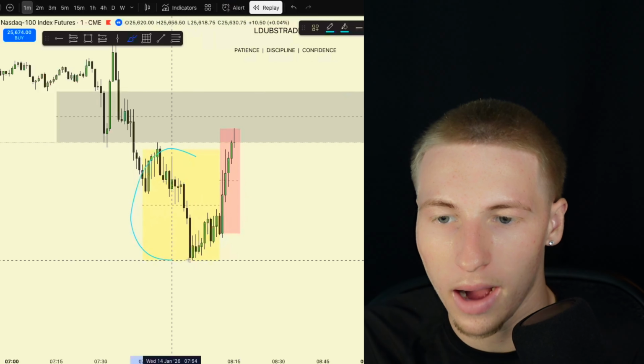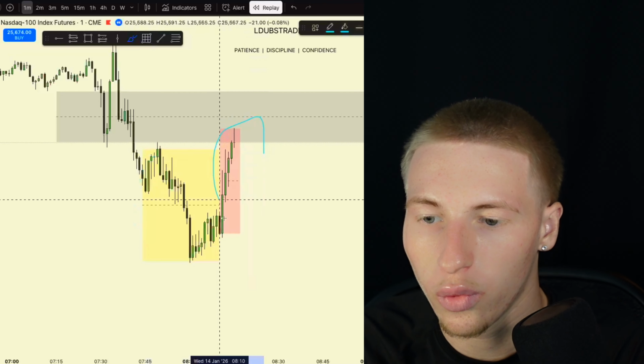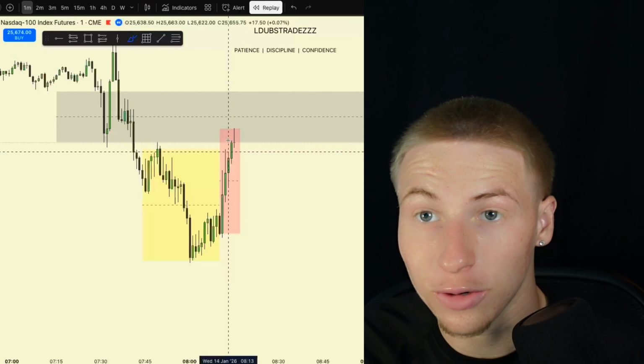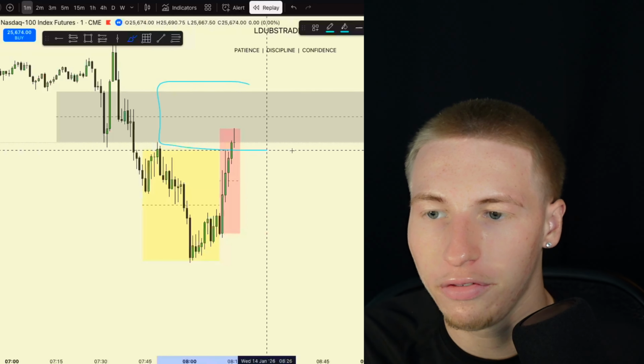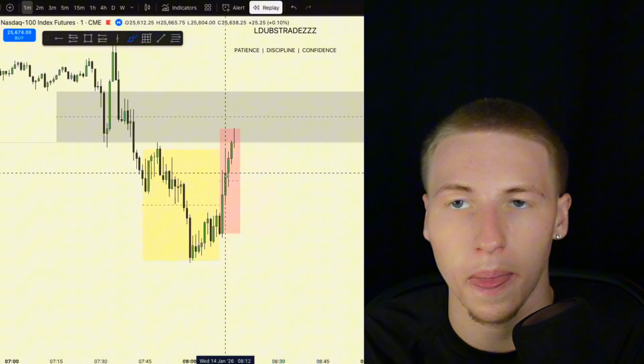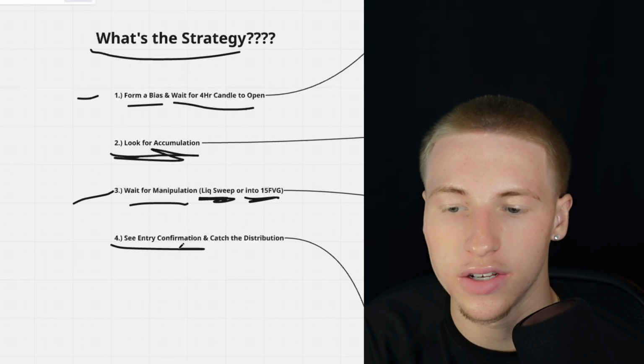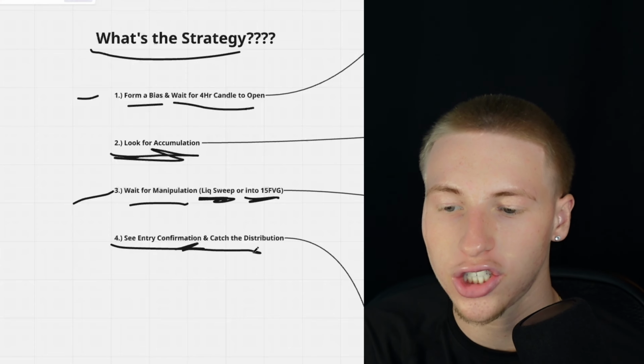We have our yellow box, which is accumulation, and now our red box, which is pushed up and swept out this accumulation, tapping into our 15-minute fair value gap, giving us a manipulation. Now it just comes down to the fourth and final step to complete this actual setup that is getting us unlimited payouts with prop firm. And that last step simply is see our entry confirmation and catch the distribution.